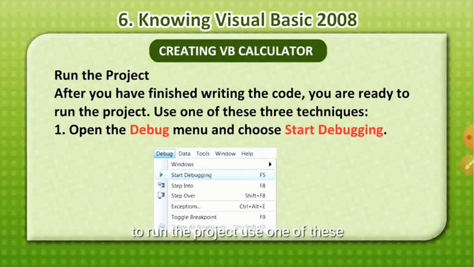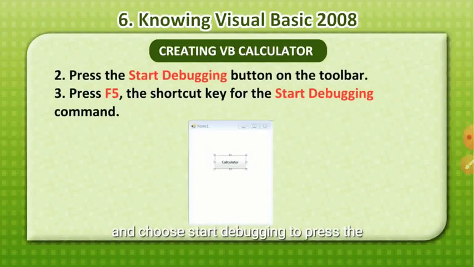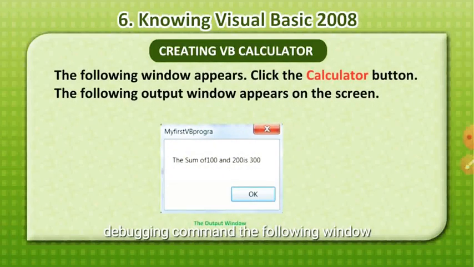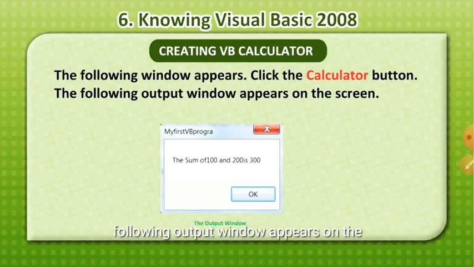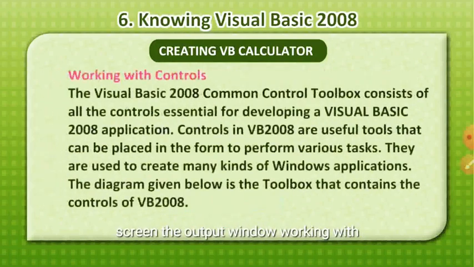Use one of these three techniques. One, the Debug menu, and choose Start Debugging. Two, press the button on the toolbar. Three, you can press F5, the shortcut key given here for the Start Debugging command. So the following window appears. Click on the Calculator button. The following output window appears on the screen. This way you can see the example.